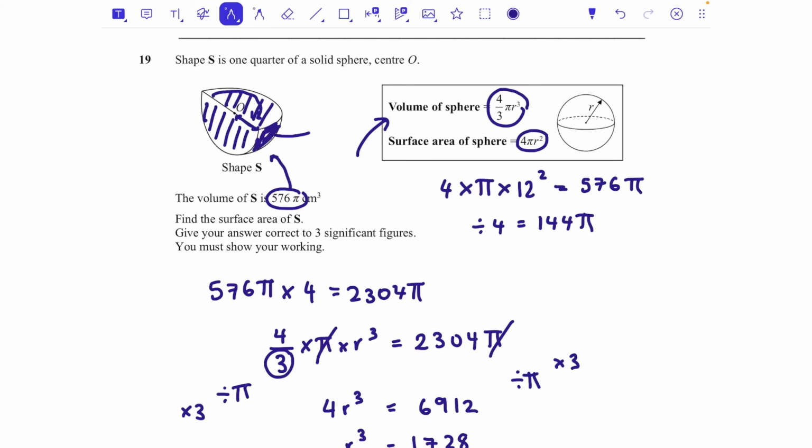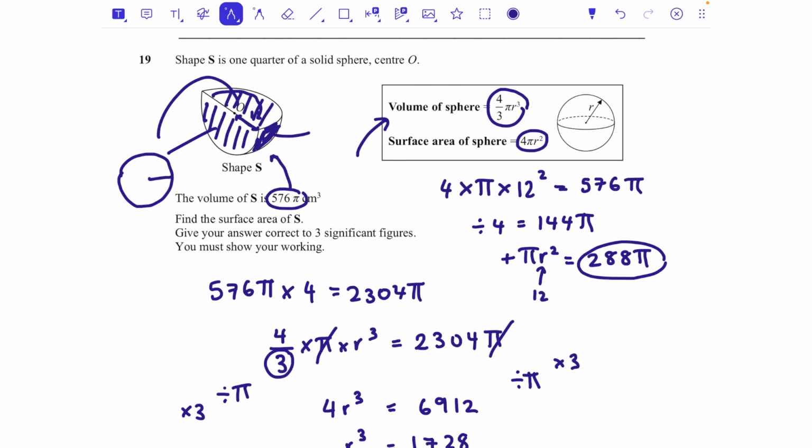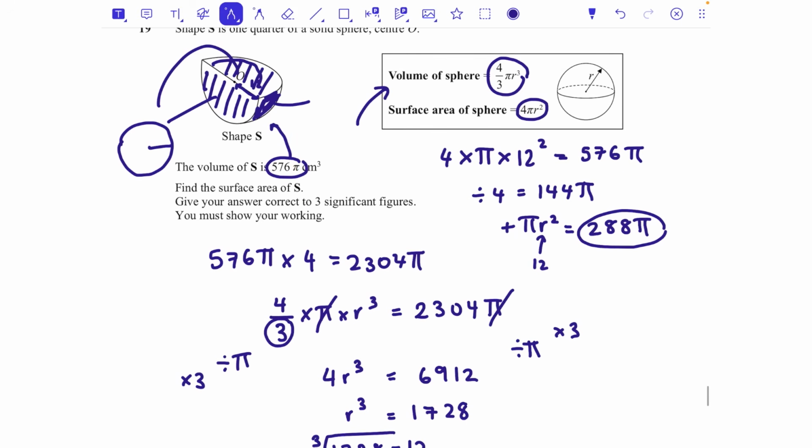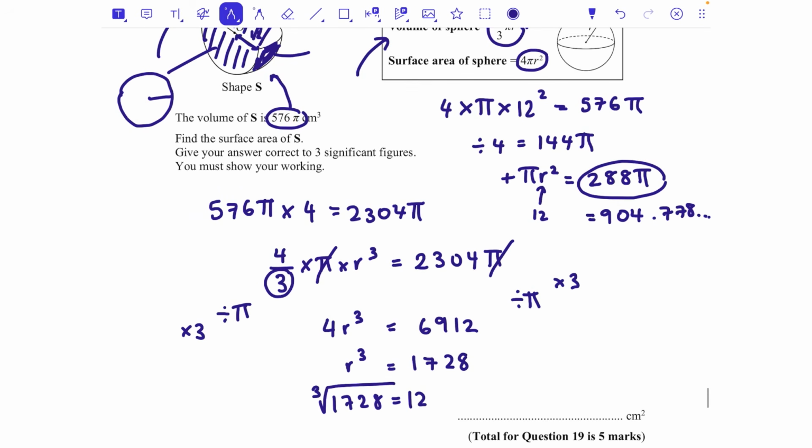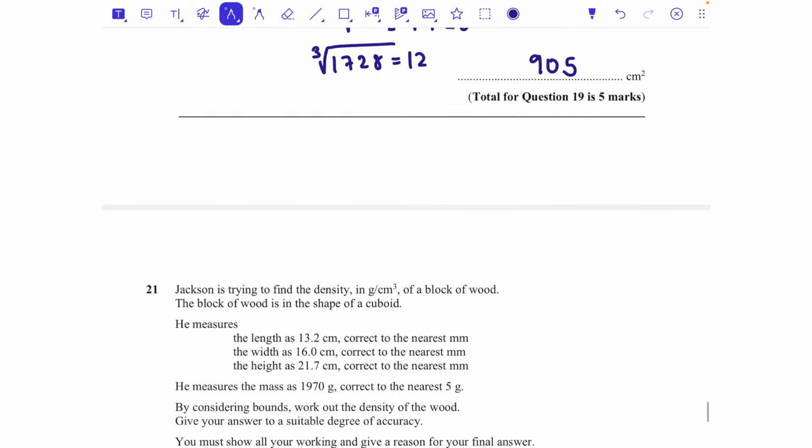So those two semicircles put together would make a whole circle of radius r. So I'm then going to add on pi r squared. And remember that radius is 12, so pi times 12 squared, which gives me an answer of 288 pi. Now I can go ahead and press that SD button or the format button and get that not in terms of pi, so 904.778 and so on. They want it to 3 significant figures, so your answer is 905. Next question. Last question, I think.